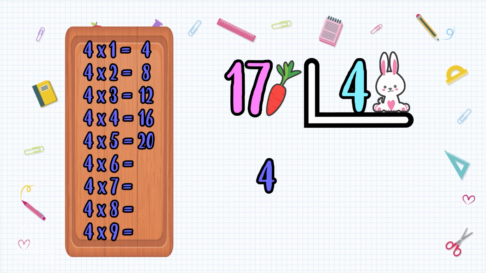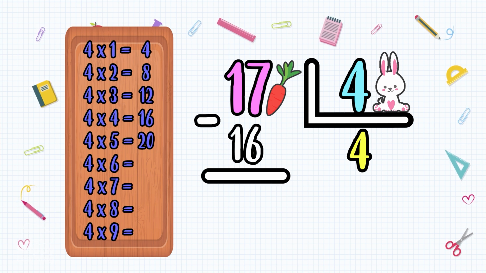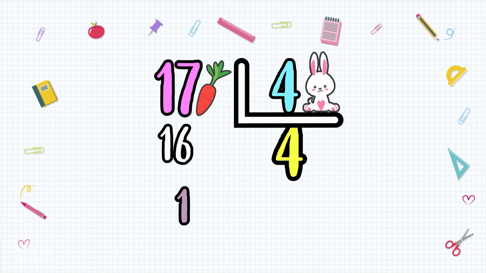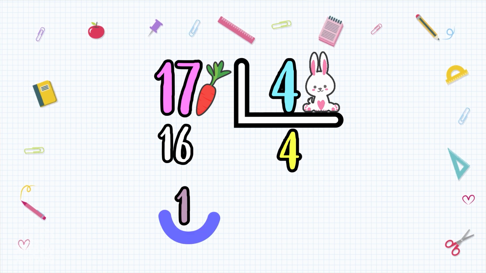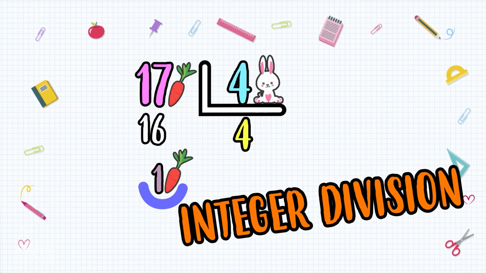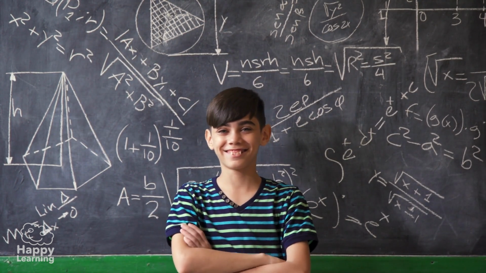So, we put the 4 here and the 16 here. Now we subtract the 17 and the 16. 17 minus 16 equals 1, which we place here. So, 17 divided by 4 is still 4, but we have 1 left. We have 1 carrot left. And since there is 1 remaining, this is an integer division and not an exact division like the other one. Dividing is still really fun and easy, right?